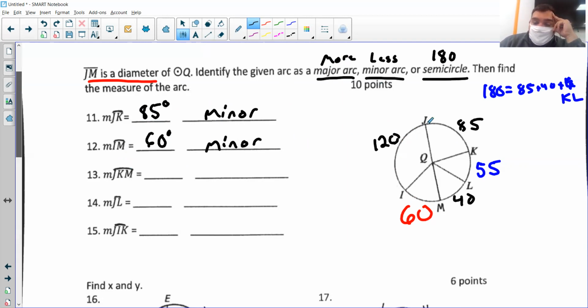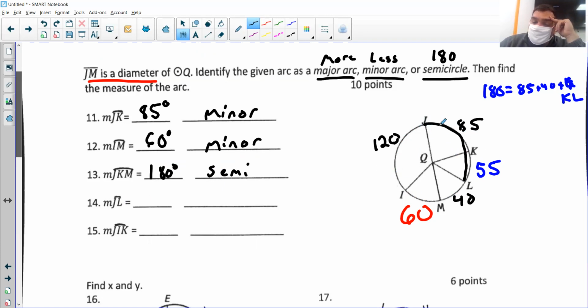And that's the sum. JKM is 180 degrees. It's half the circle, and that is a semicircle. Yeah. JL, J to L. Just to make sure, you always take the shortest path if it's 2 letters. So don't go this way, go this way to the right.